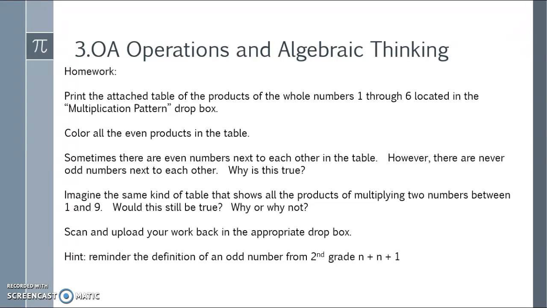Why is this true? Imagine the same kind of table that shows all the products of multiplying two numbers between 1 and 9. Would this still be true? Why or why not? Scan and upload your work back in the appropriate Dropbox. As a reminder for your hint, the definition of an odd number from 2nd grade is a number plus itself plus 1.